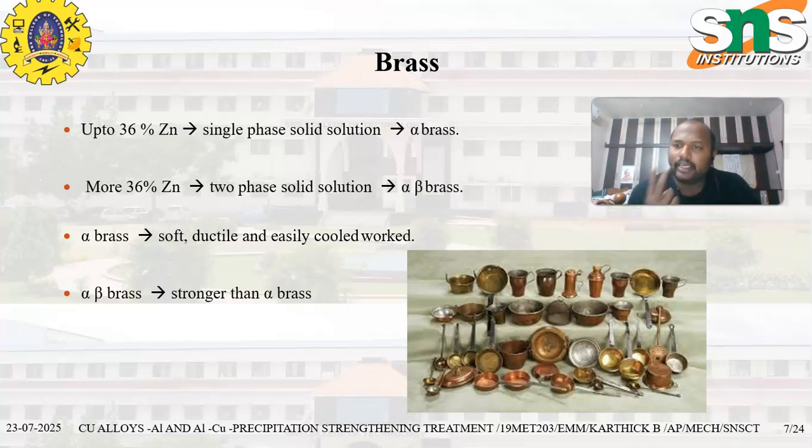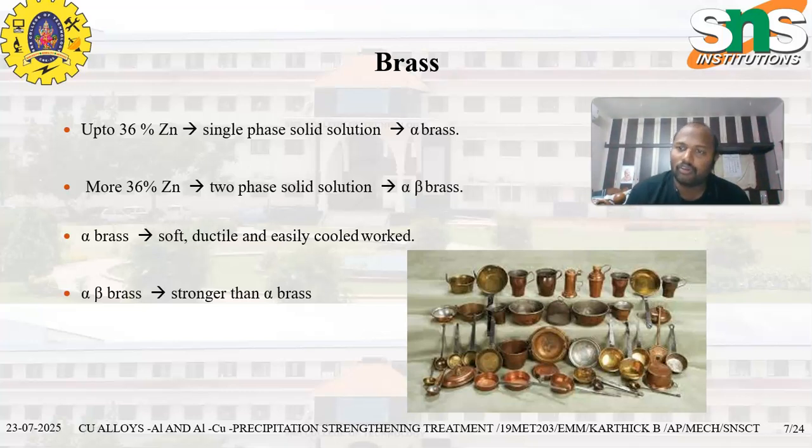There are two types of brass: alpha brass and alpha beta brass. Alpha brass is a single phase brass, as the name indicates. There is no second phase forming, so it is a single phase solid solution where up to 36% of zinc is added. Alpha beta brass means alpha is one phase and beta is another, so we have two phases. This two-phase solid solution is formed because of the addition of zinc above 36%.